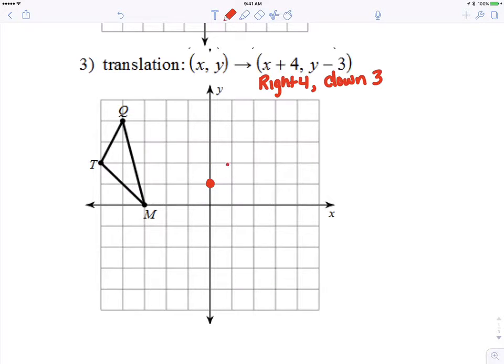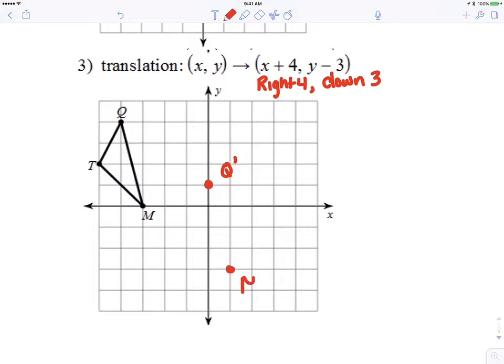So there's Q prime. M will go to the right 4 and down 3. There's M prime. And T goes to the right 4 and down 3. There's T prime. And then I'll connect the dots so that I'm actually moving the entire object, not just the points. And I have completed my translation.